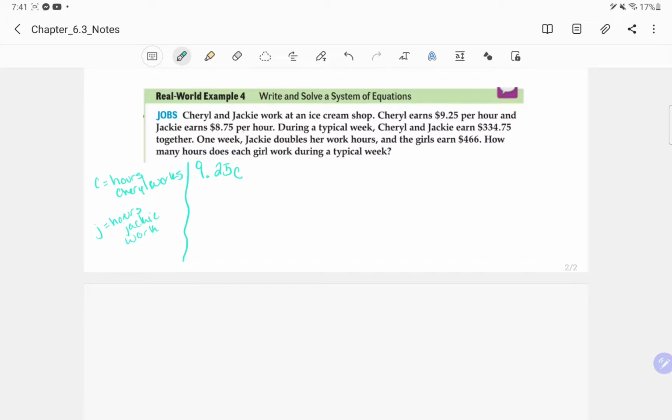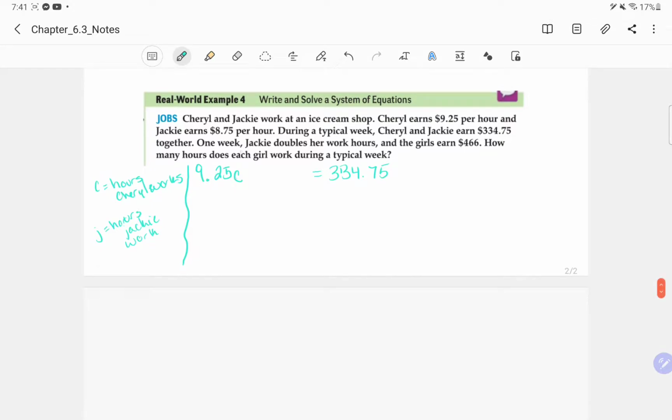All right. So during a typical week, they make $334.75. That's at the end of the week. That's what they have combined together. So if I take Cheryl's hours times her pay per hour and add it to Jackie's pay per hour times her hours worked, I'm going to get the total they make. Because this is basically how much Cheryl makes, and this is how much Jackie makes in a week, and then together they make $334.75.